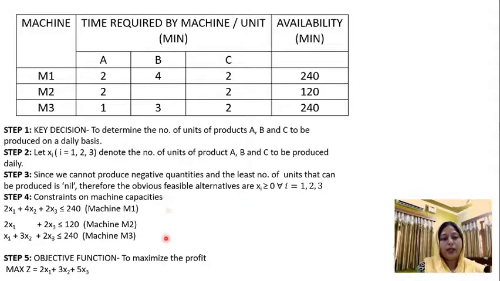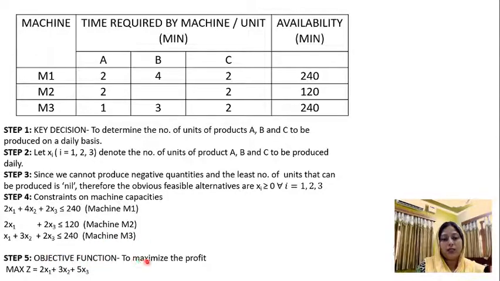Step 4. Identify the constraints. The constraints are on the machine capacities. So for machine M1, 2 times X1 plus 4 times X2 plus 2 times X3, maximum availability is 240, so less than or equal to 240. Similarly, for machine M2, 2 times X1 plus 2 times X3 less than or equal to 120. X1 plus 3X2 plus 2X3 less than or equal to 240. So this is your third constraint, machine M3.